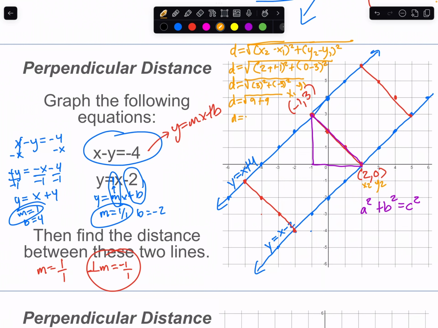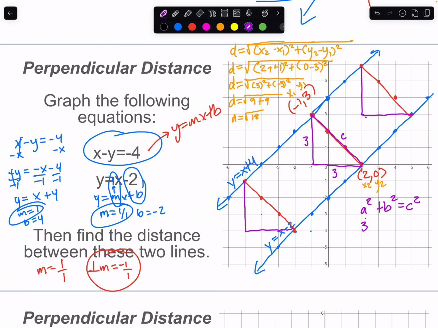And this gives me d equals the square root of 18, which comes out to a decimal, right? About 4 point something. Now, if you prefer to not worry about the negative numbers and subtracting negatives and things like that, just create a right triangle. You can do it here. You can do it here. Because we can always count the vertical distance and the horizontal distance to find the c value.